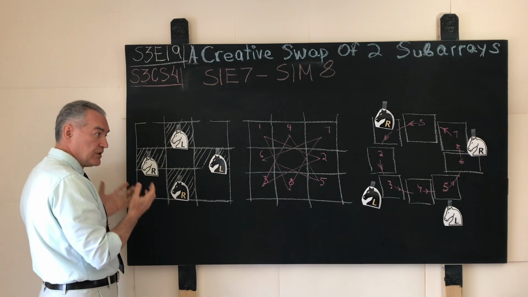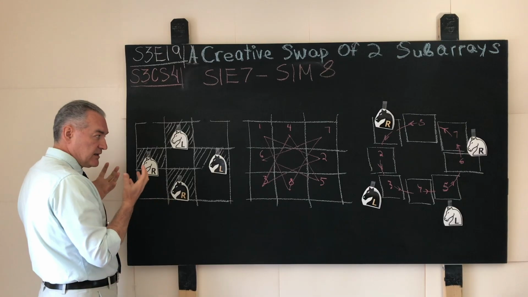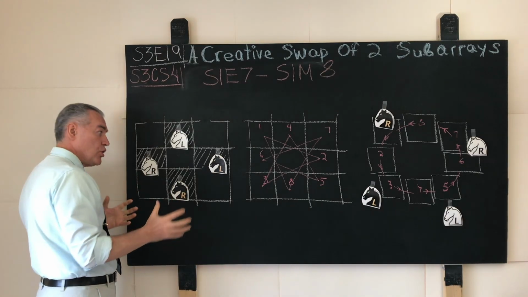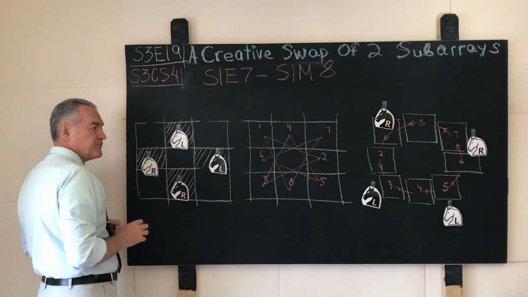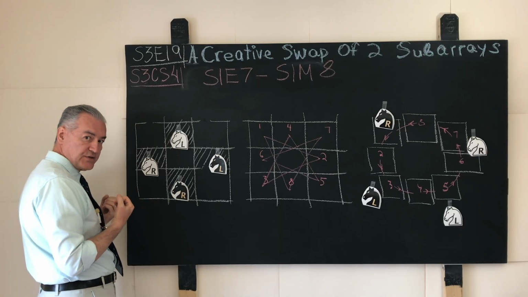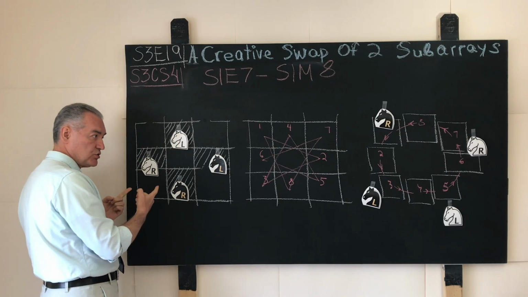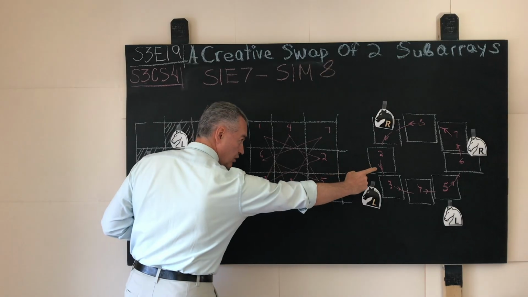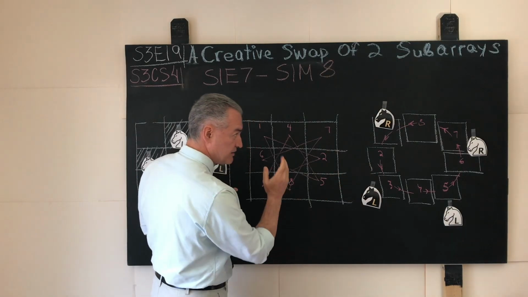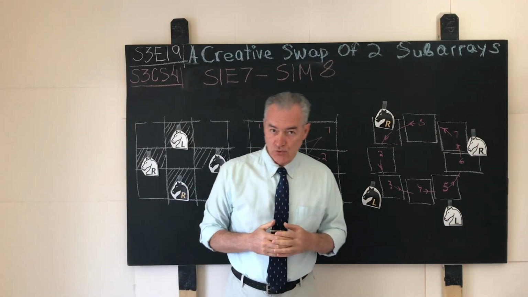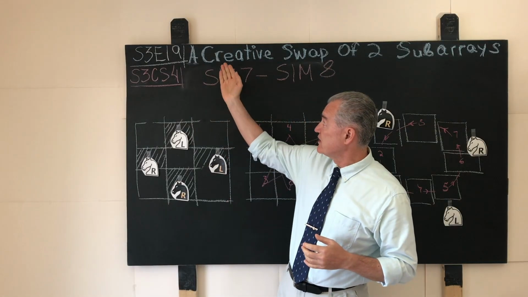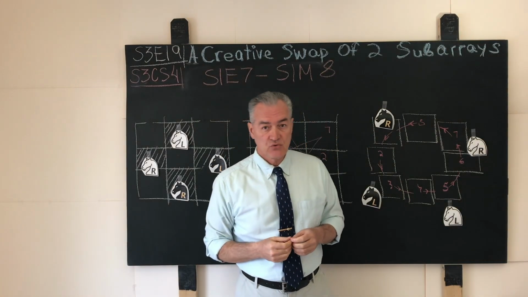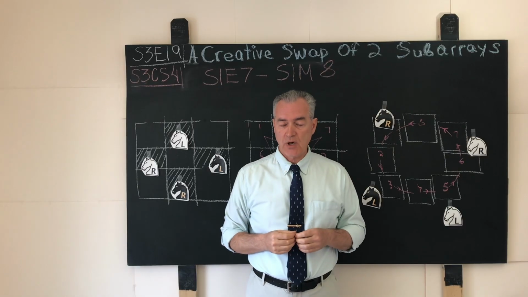Yet we now know that a tactically advantageous circle was there all along, and the intellectual challenge is to find that circle and put it to our advantage. This is exactly what we will do in the problem where we're required to find a creative way to swap two subarrays.